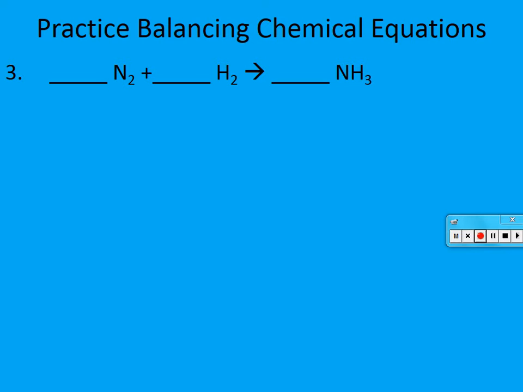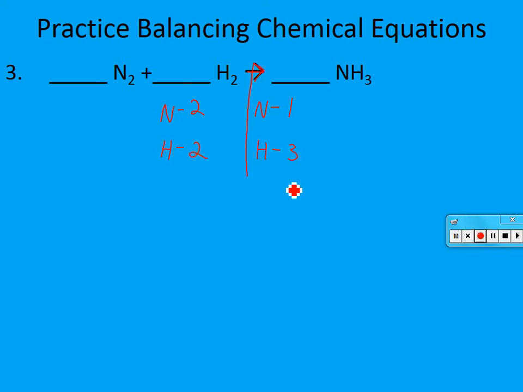Let's try another one. Find the arrow, do what? Draw the line down. Okay, what elements do I have? Nitrogen. Hydrogen. Again, keep them in the same order on both sides. How many nitrogens, guys? 2. How many hydrogens? 2. How many nitrogens? 1. How many hydrogens? 3. I just worked from the top down.